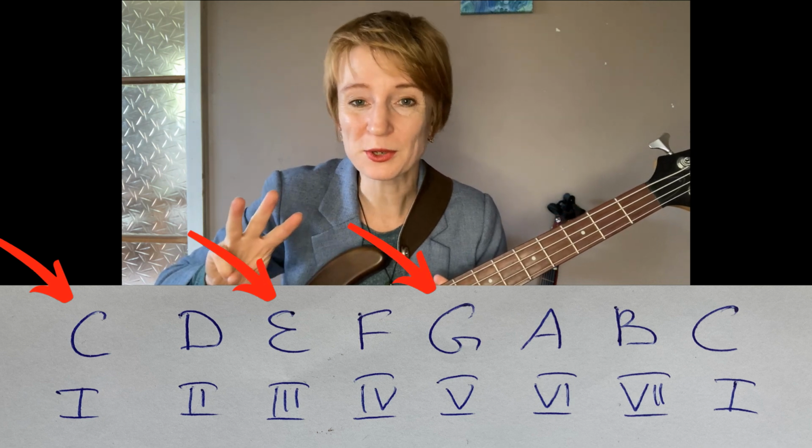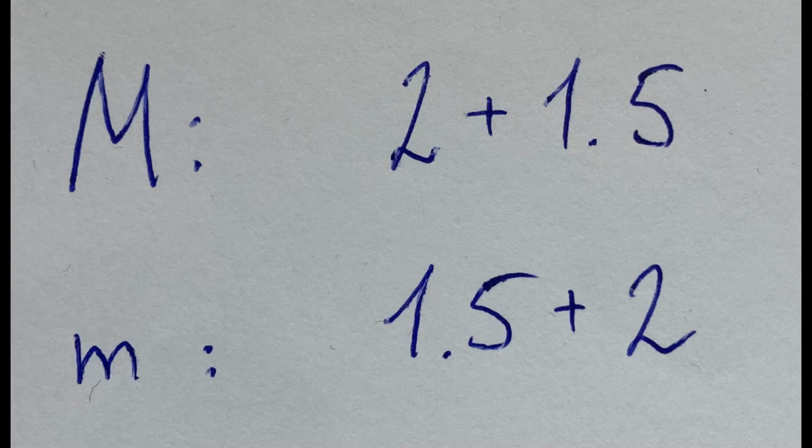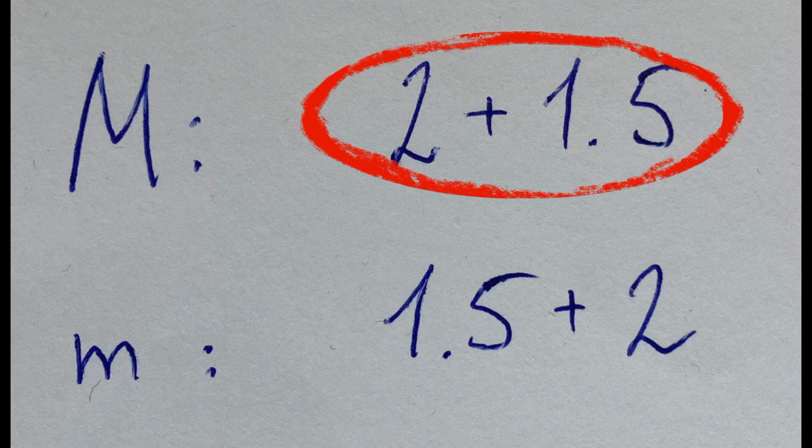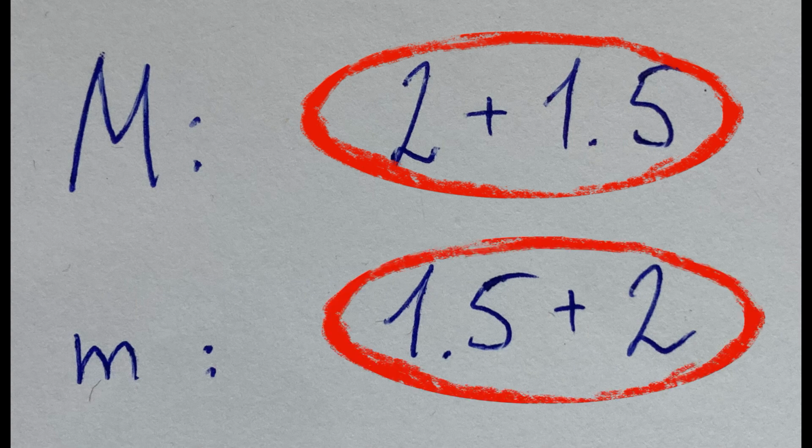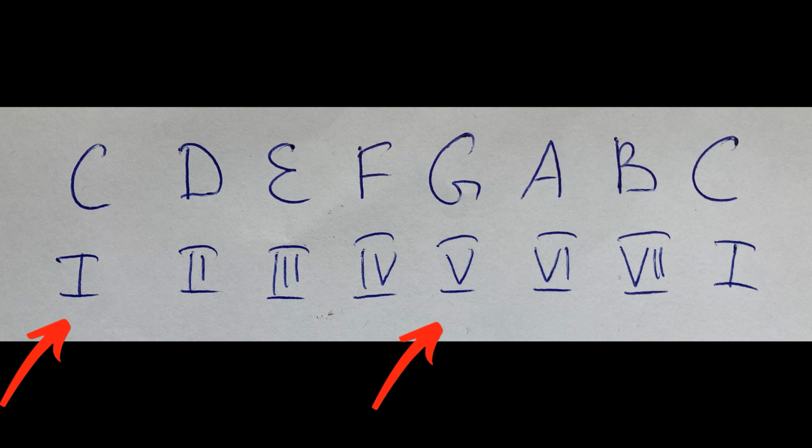When you have 3 notes or more, it's a chord. Do you remember what makes major and minor triads different? They just have different intervals between their notes. Major triads have 2 tones between the first couple of notes, and minor triads have just a tone and a half, as 2 plus 1.5 and 1.5 plus 2 is the same. The distance between 1 and 5 is always the same for major and minor triads.